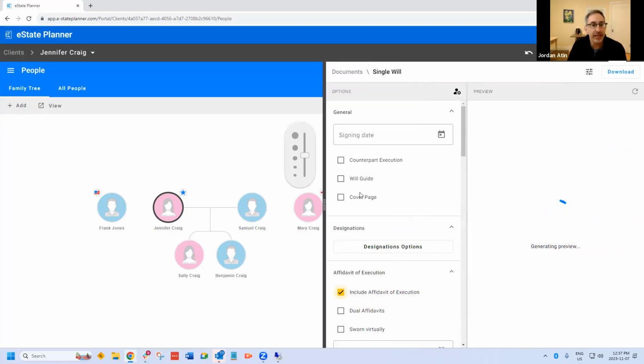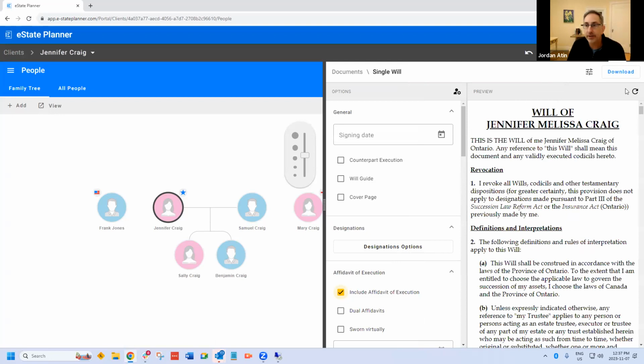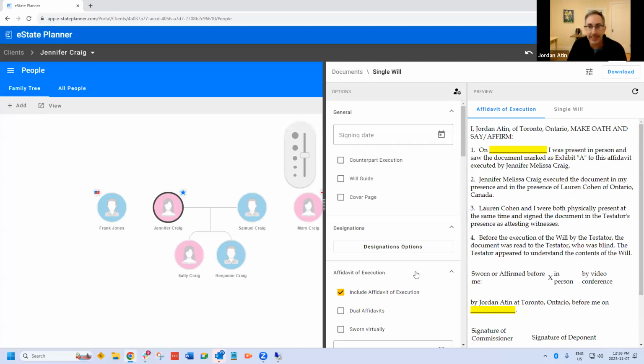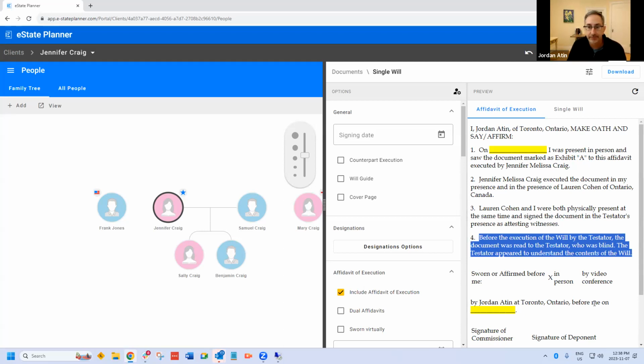You're going to see that the affidavit includes the blindness clause, okay? It's going to do that by default. I'll just preview this again with the affidavit. It's going to see that the testator has vision issues, and maybe we need that clause in the affidavit that talks about blindness. So that's what's going on there. I'm thinking we should probably highlight that, and I will do that. But here's the clause that appears because they're blind. Okay. So that's what we've got there.